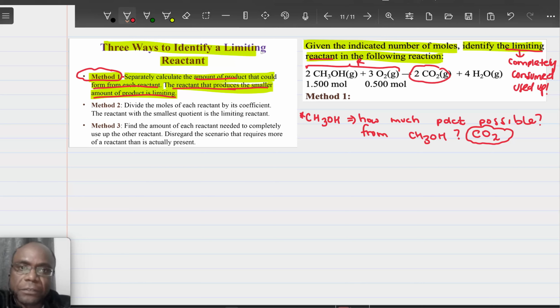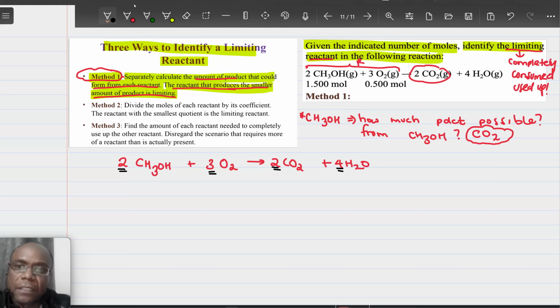So this is how we are going to do it. We are going to rewrite our chemical equation. 2 methanols react with 3 oxygens to give us 2 CO2s and 4 H2Os. Our reacting ratio is going to go with the leading coefficients. My focus is just going to be the relationship between the methanol and the carbon dioxide. So the reacting ratio is 2 to 2.